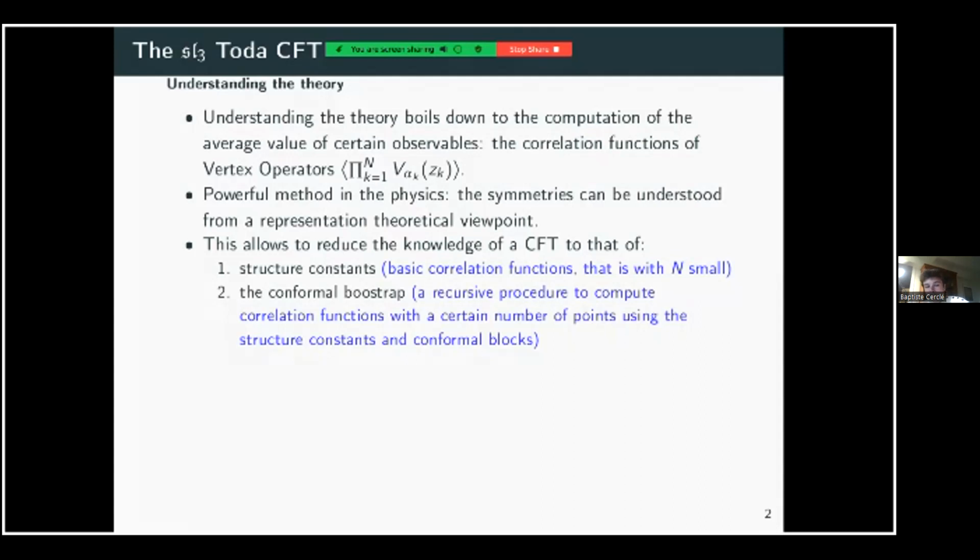And to carry out this procedure, you need some universal objects which are called conformal blocks. So this means that if you want to compute all the correlation functions of a CFT, what you need to do is first compute the structure constants, and then secondly, understand how to carry out the conformal bootstrap procedure.